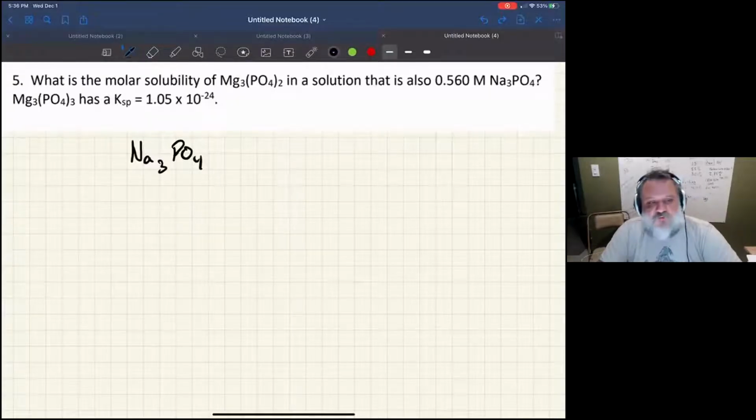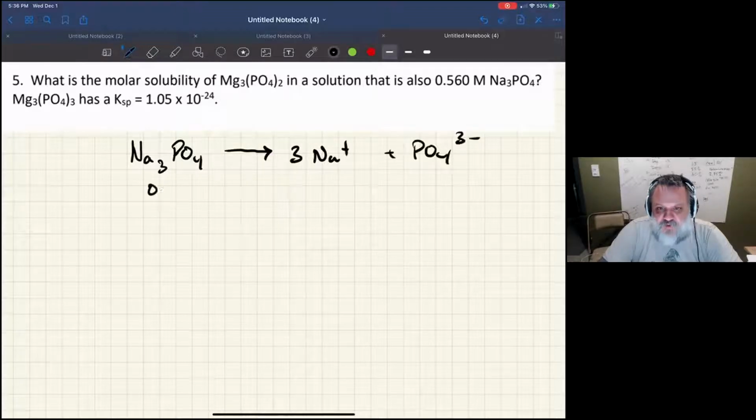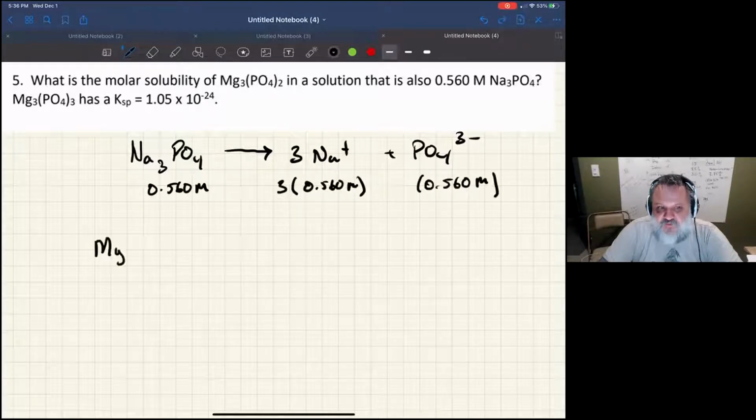Okay, here's another one of those problems where you're going to have one of the products in the solubility equilibrium expression present in the initial concentration. This problem says we've got some sodium phosphate, and sodium phosphate is completely soluble, so it'll break up into 3 sodiums and a phosphate. If the initial concentration of sodium phosphate is 0.56 molar, then I got 3 times that for sodium ion and 1 times that for phosphate.